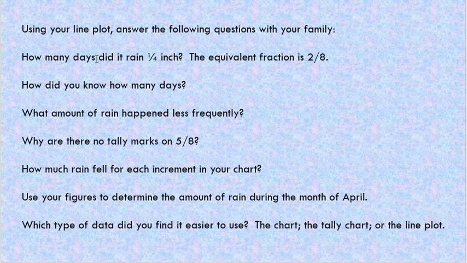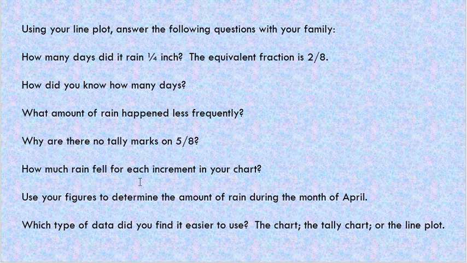Here are some of the questions you can use. Using your line plot, answer the following questions with your family. How many days did it rain 1/4 of an inch? Remember, each X equals 1 day. And the equivalent to 1/4 is the fraction 2/8. How did you know how many days that it rained 1/4 of an inch? Another question is, what amount of rain happened less frequently? In other words, what day got the least amount of rain? Why are there no tally marks on the fraction 5/8?